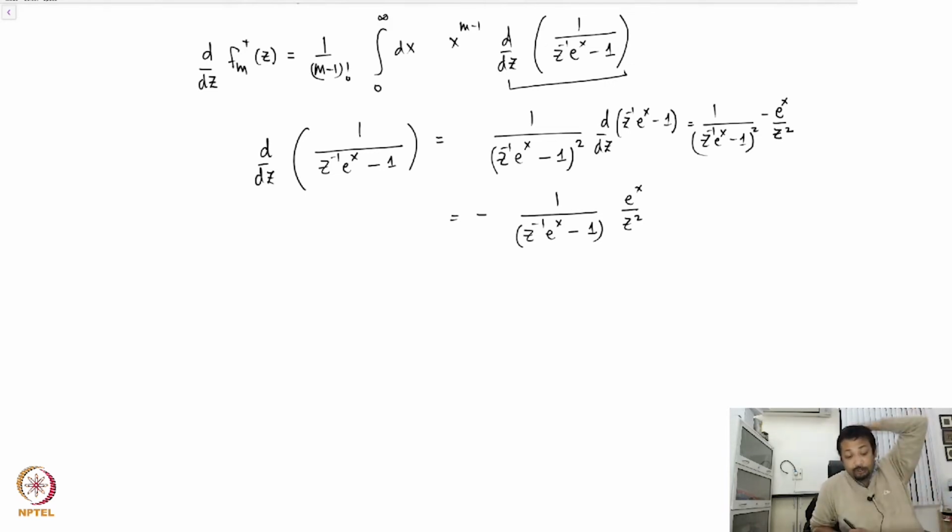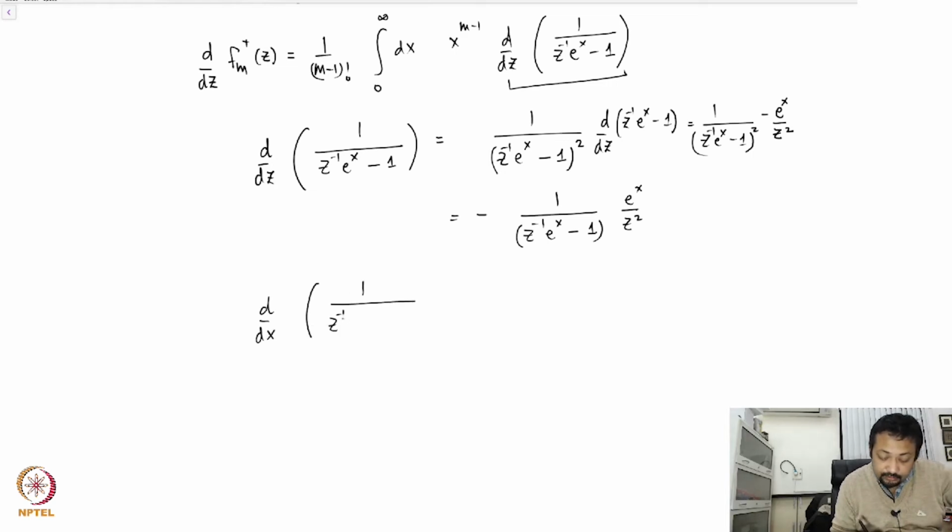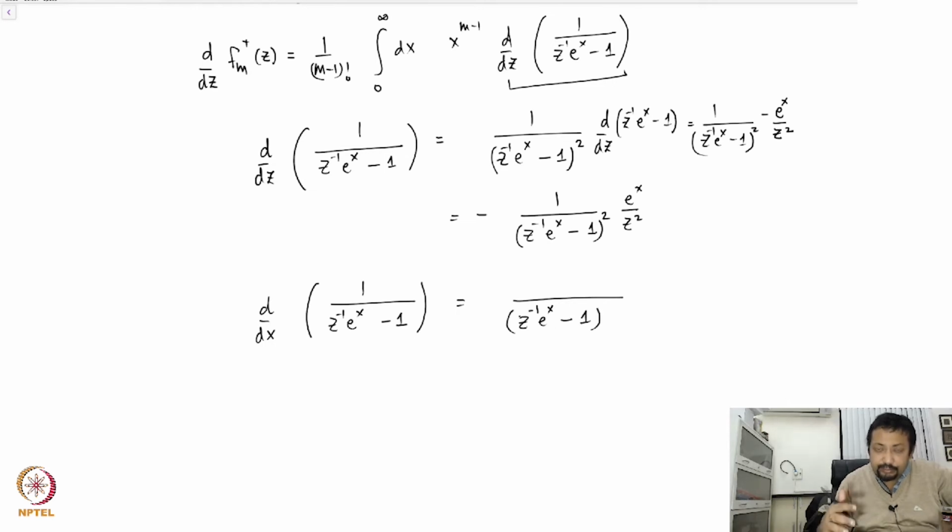Okay, what do we do next? Well, we want to convert the derivative with respect to Z to a derivative with respect to x. For that, we also note that if I just do d/dx of 1 over (Z inverse e to the power x minus 1), sorry, this is a whole square over here, I will come up with something which is different, but something which is very similar.